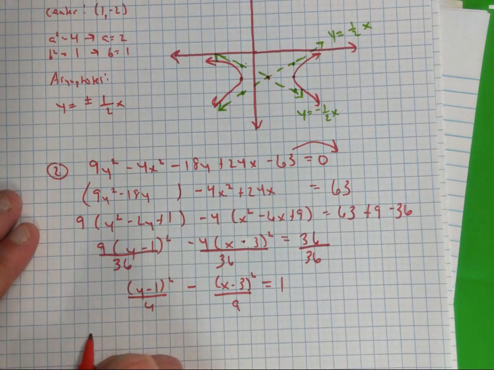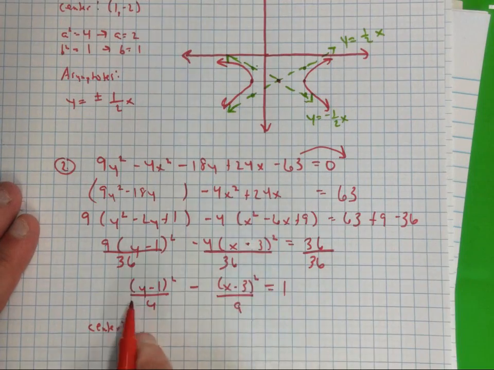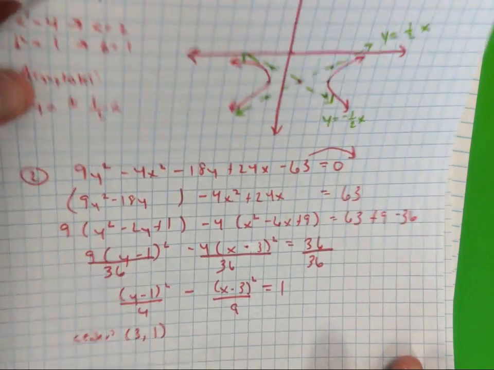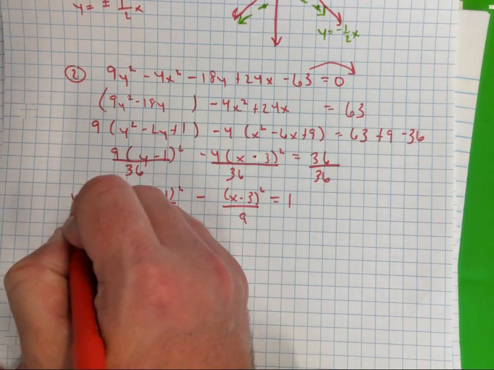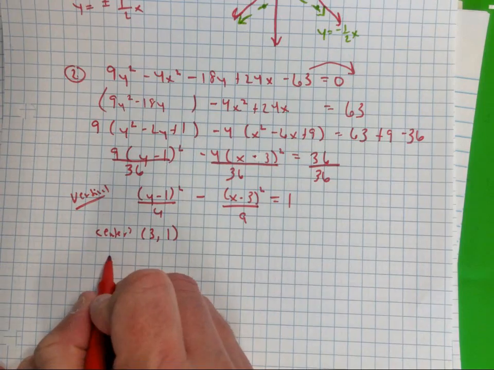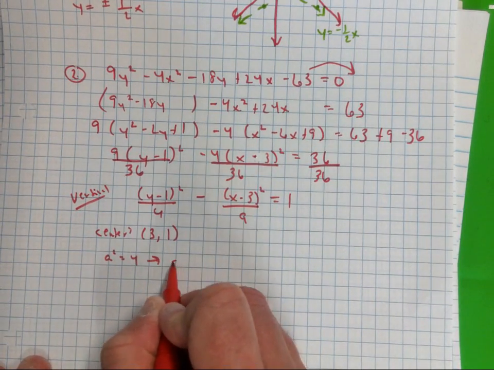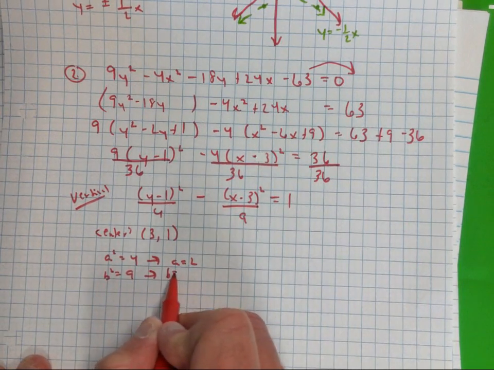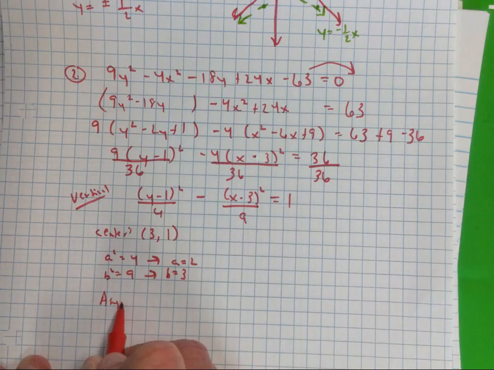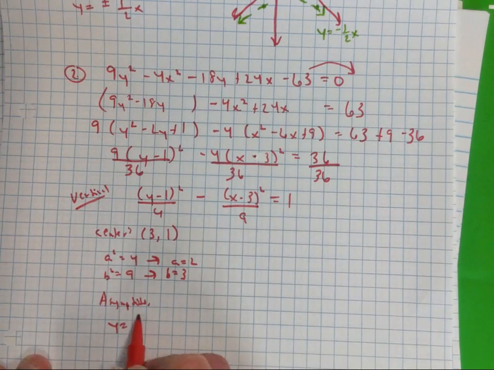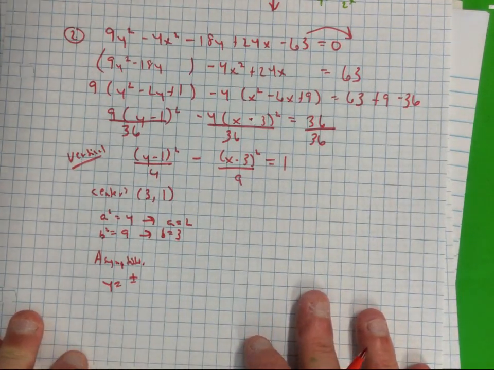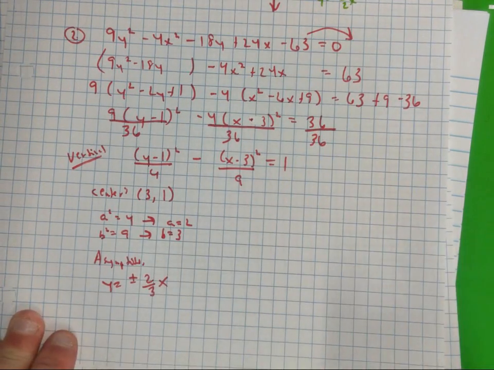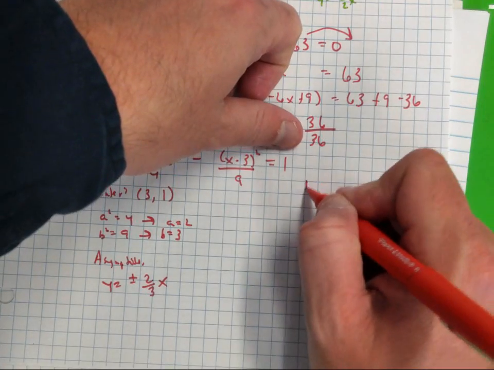Alright, now let's identify the center. Be careful here. Remember, the x coordinates over here, so it's going to be positive 3 and 1. Now, since the y comes first, this will be vertical. Your a squared is equal to 4, therefore a is equal to 2 because it comes first. B squared is equal to 9, therefore b is equal to 3. Your asymptotes, y equals plus or minus the one associated with y, which would be this one, 2/3 x. Now I'm ready to graph, not graduate.